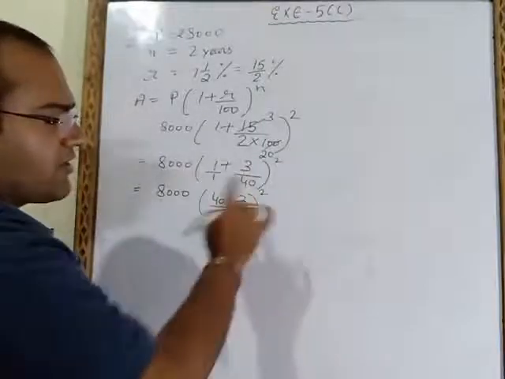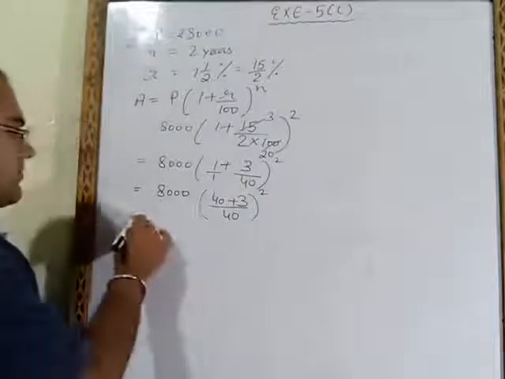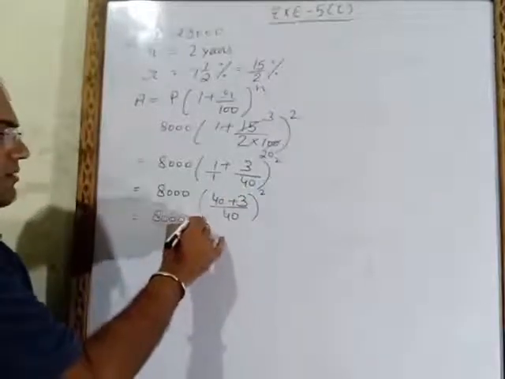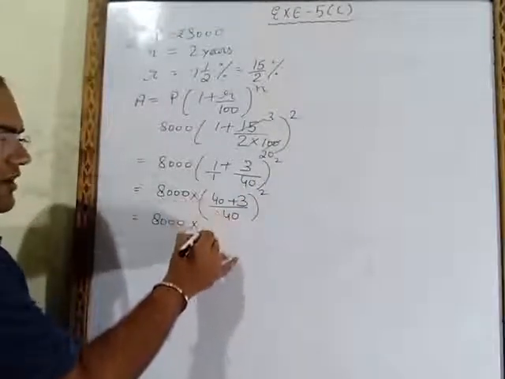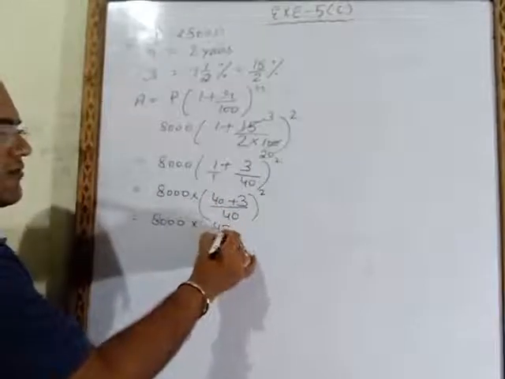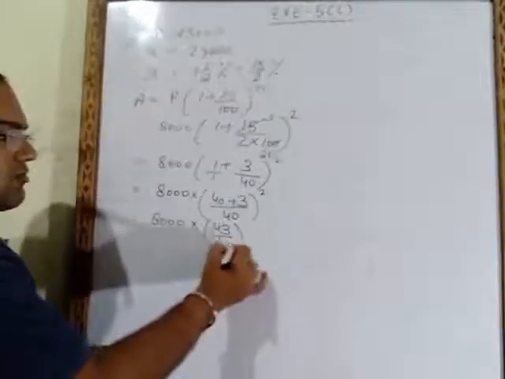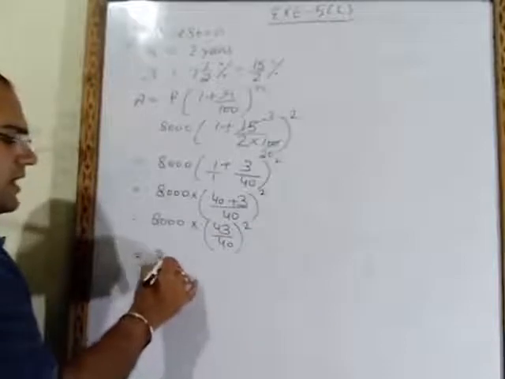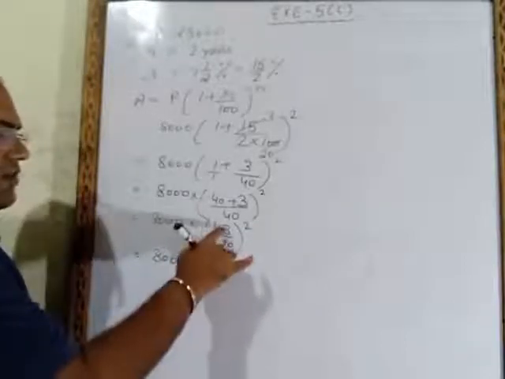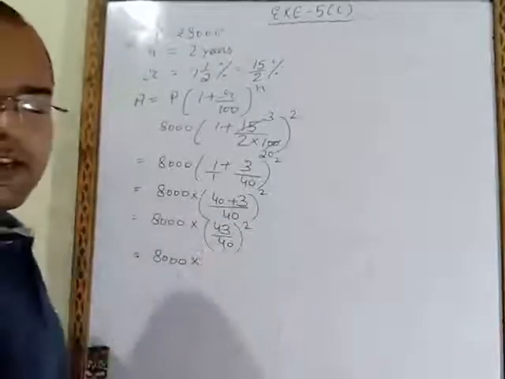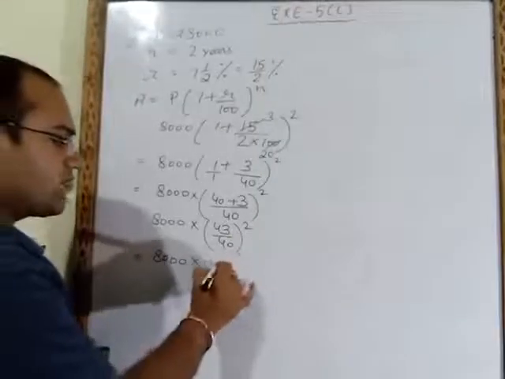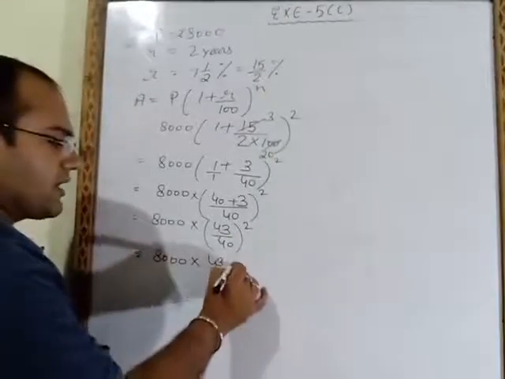In this square we have to write as it is. Now 8000, no sign is there, that means multiply. 40 plus 3, 43 upon 40 whole square. Next step, 8000 we have to write as it is, 43 upon 40 whole square is given. Because of this square we have to write this 2 times, इसको 2 बार लिखेंगे.